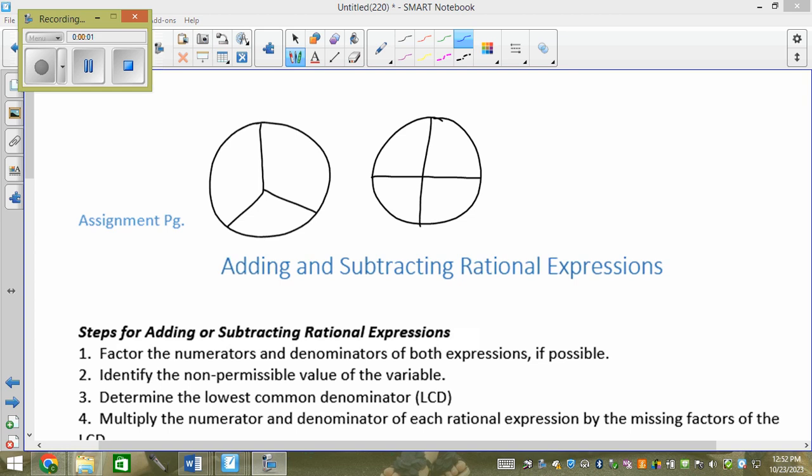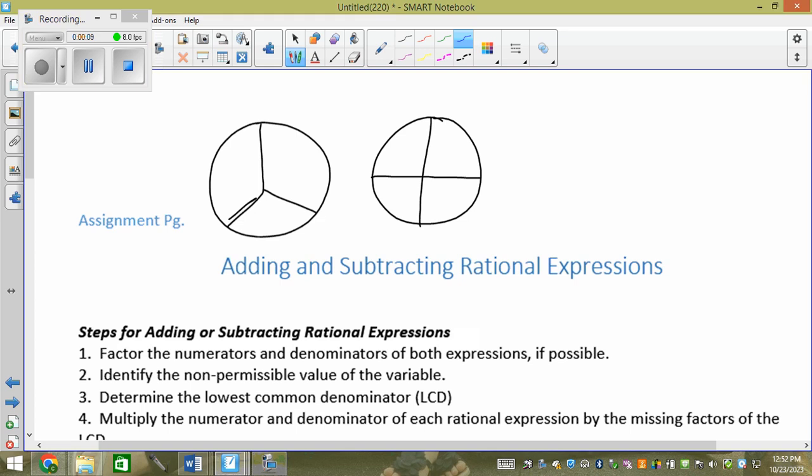We have ourselves some pizzas. They're perfectly split into 3. They're great. Awesome. Cool. These are all the exact same size. This one has 1 piece left. This one has 2 pieces left. And I want to know if I can fit them in one box.